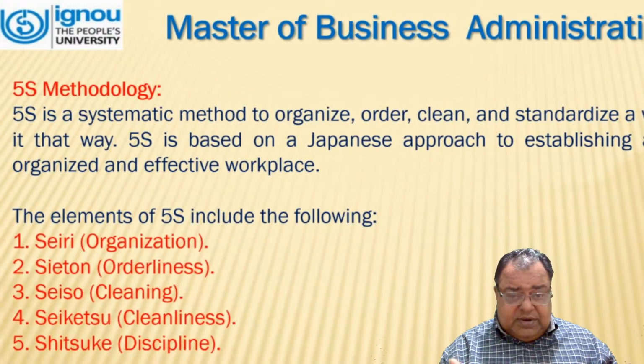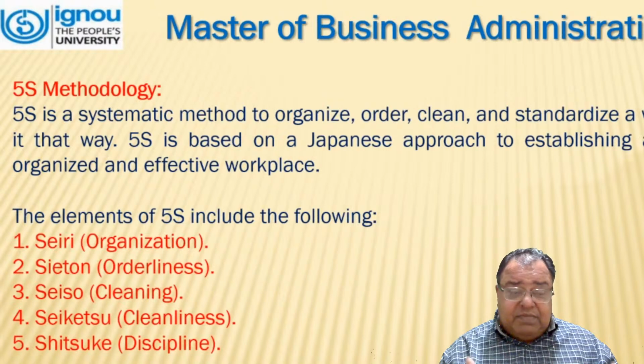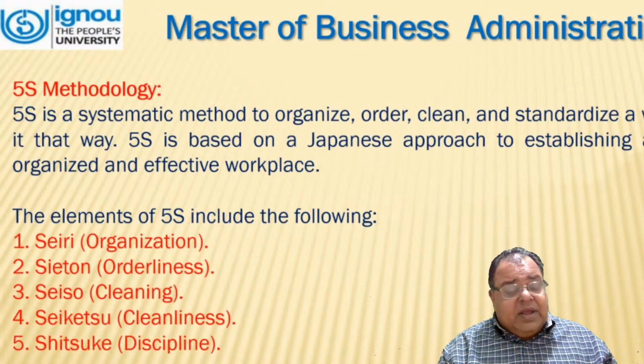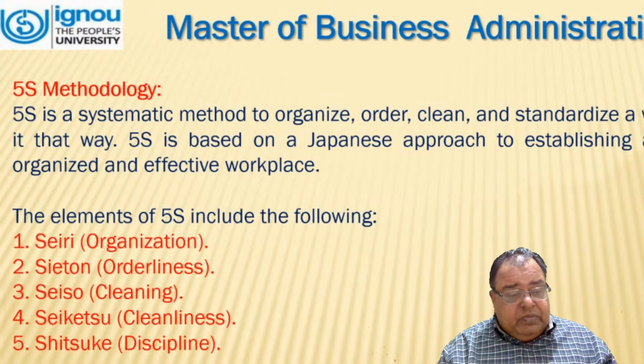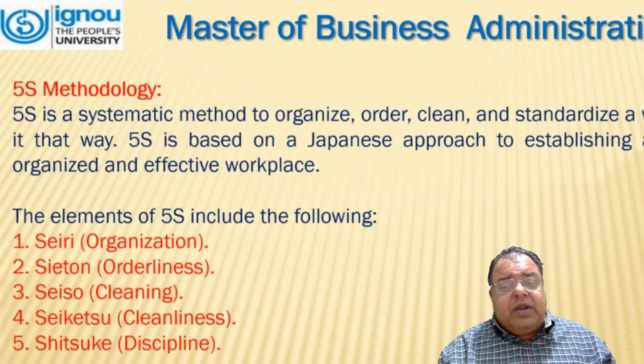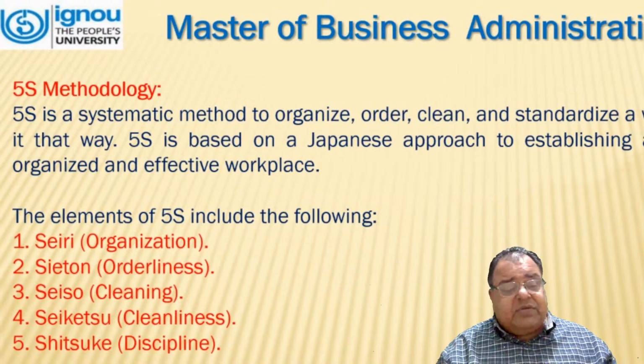Now, since these eight pillars rest on 5S, the question is, what is the 5S methodology? 5S is a systematic method to organize, order, clean, and standardize our workplace and keep it that way. 5S is based on a Japanese approach to establishing and maintaining an organized and effective workplace. The elements of 5S are Seiri, which is related to organization, Seiton, which is orderliness, Seiso, that is cleaning, Seiketsu, that is cleanliness, and Shitsuke, that is discipline.